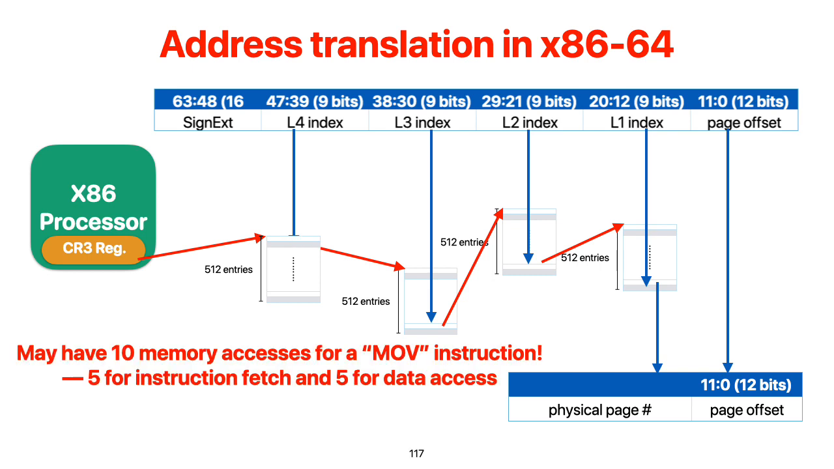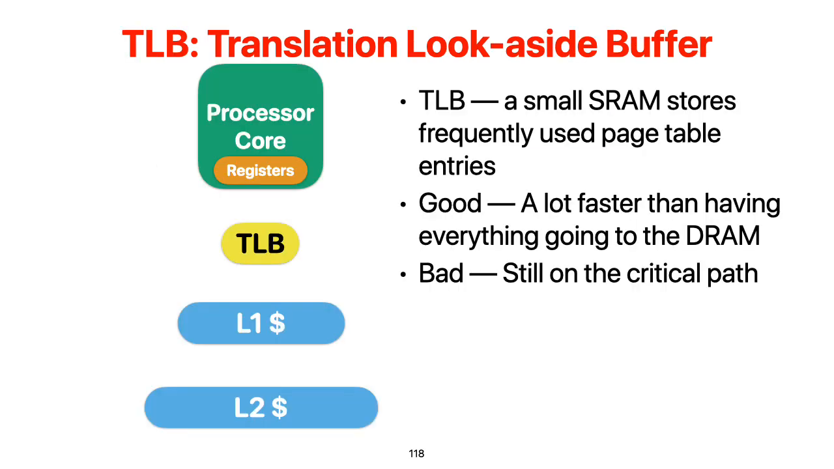So, for example, if you have a data access instruction in x86, in a worst-case scenario, you may have to access memory 10 times, because we need 4 of them in translating the instruction address and 1 real instruction fetch, and also 4 of them in translating the data memory access address and 1 for the real data access.